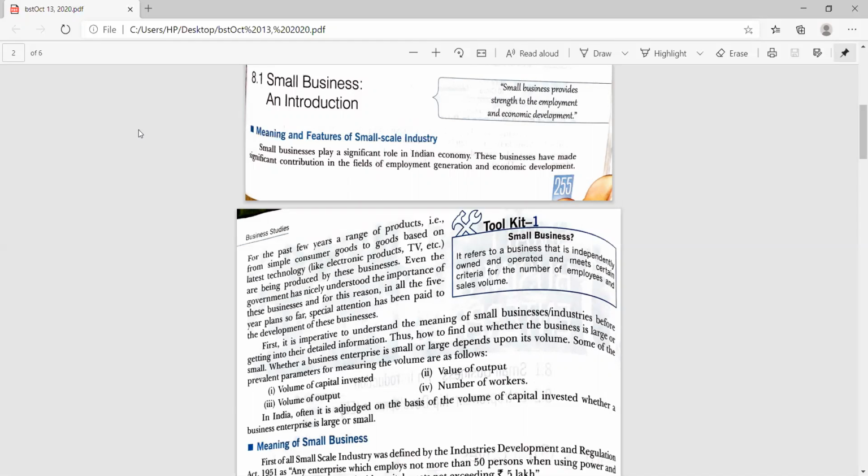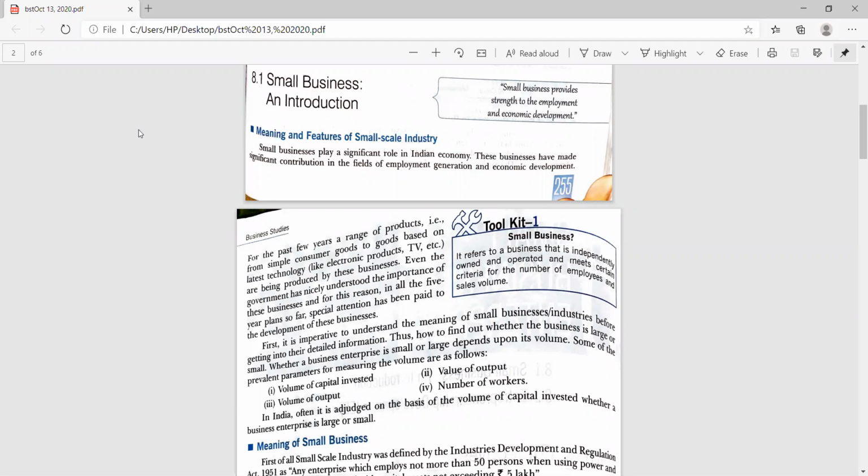For the past few years, a range of products, from simple consumer goods to those based on the latest technology like electronic products, TV, AC, so many things you find at your home as well, are being produced by these people. Even the government has understood the importance of these businesses, and for this reason, in all the 5-year plans so far, special attention has been paid to the development of the business. First, it is imperative to understand the meaning of small business or industry. Then we will go into the detail.